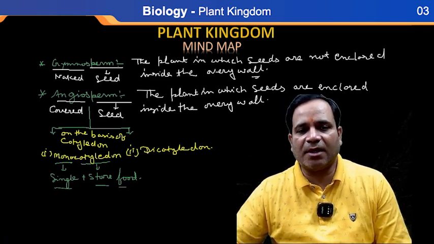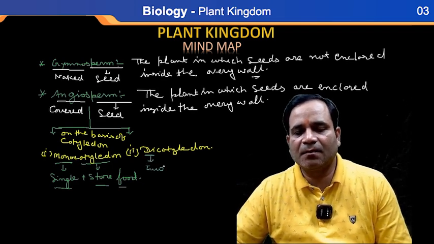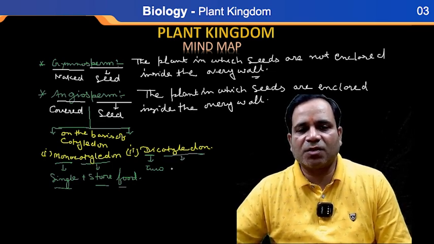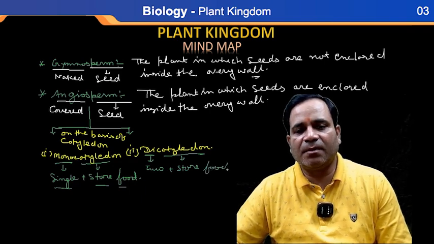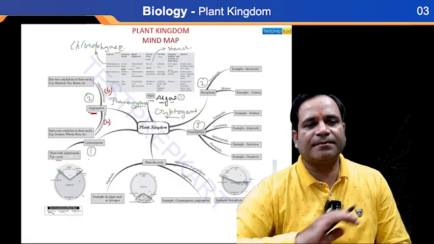Monocotyledon. If I'm talking about the dicotyledon, di means two, two, see. And the cotyledon again is stored food. Again stored food, my dear. Correct? Is this thing clear?